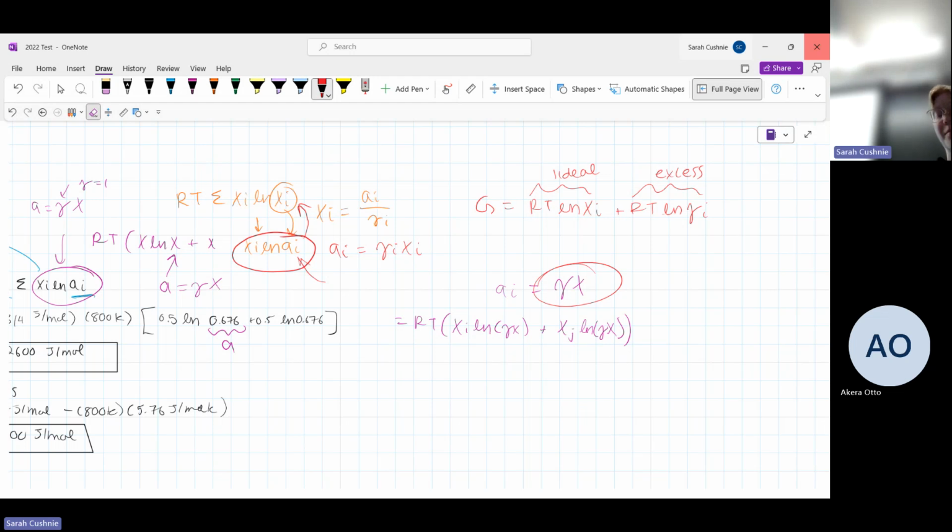Well, in this case, we're really just breaking it up, right? Like this is equal to RT ln gamma_i X_i. Go for it.